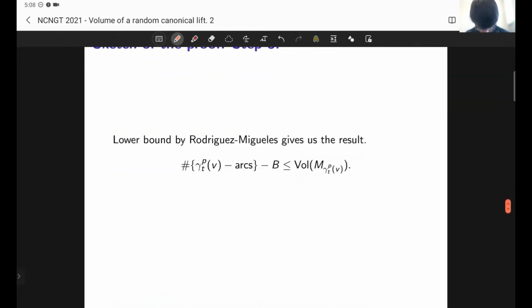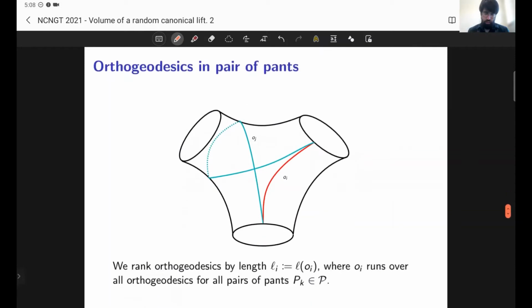So we will be looking at orthogeodesics in a given pair of pants. Here are 2 examples of orthogeodesics connecting the same 2 boundary components. You have this simple orthogeodesic connecting this boundary component to this one, which is colored in red, and you have another orthogeodesic, which is different, that we call little oj, which also connects the same 2 boundary components.